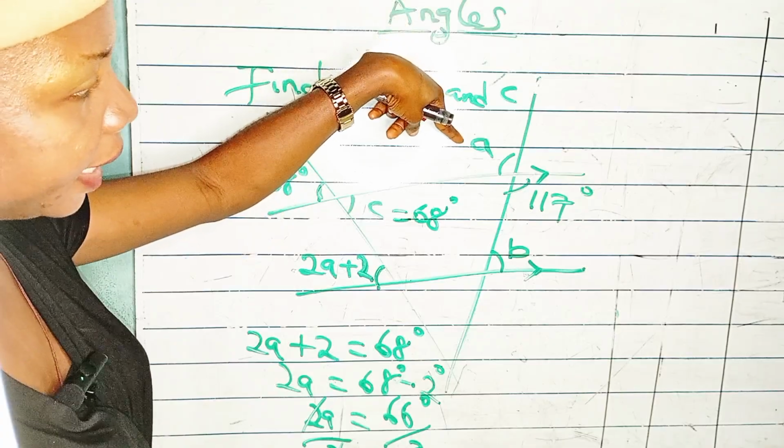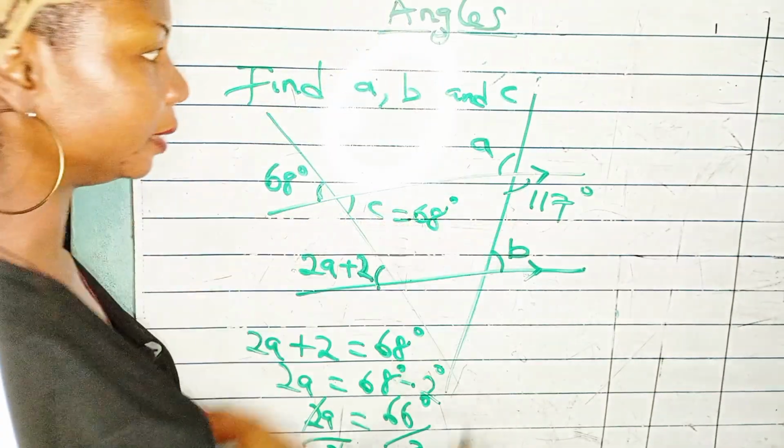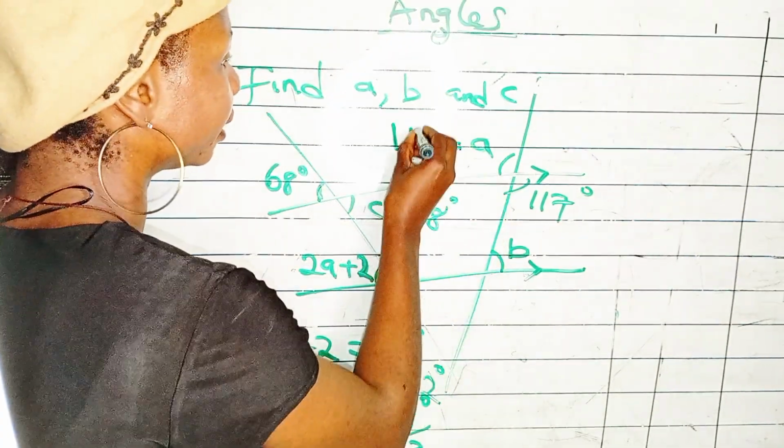Look at this very one. A is vertically opposite to 117 degrees. A is equal to 117 degrees.